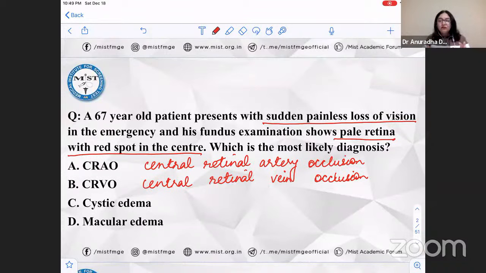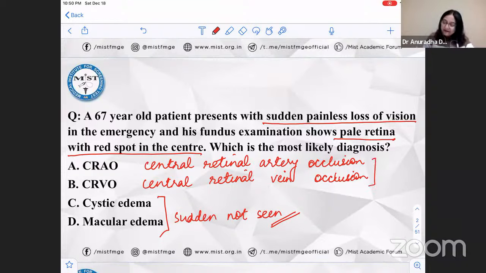Now, if we discuss these choices, cystic edema and macular edema will never cause sudden loss of vision. Sudden loss is not seen in these two conditions. Usually, it will be gradual progressive loss as the edema is happening in the central area. In both A and B, sudden and painless loss of vision can occur. But what is the difference? The difference is in the fundus finding.